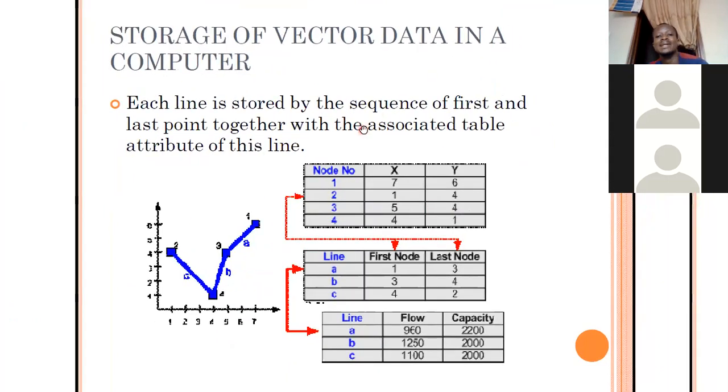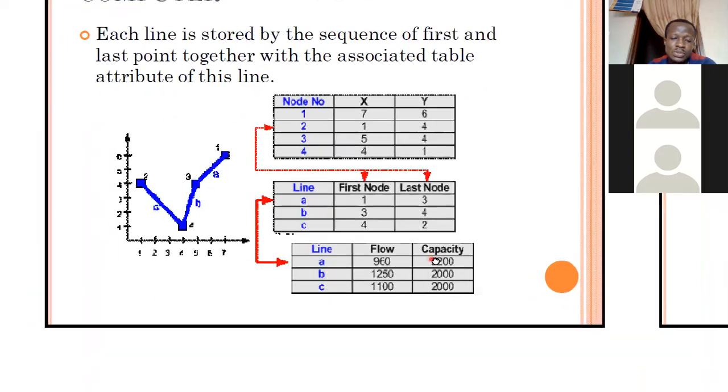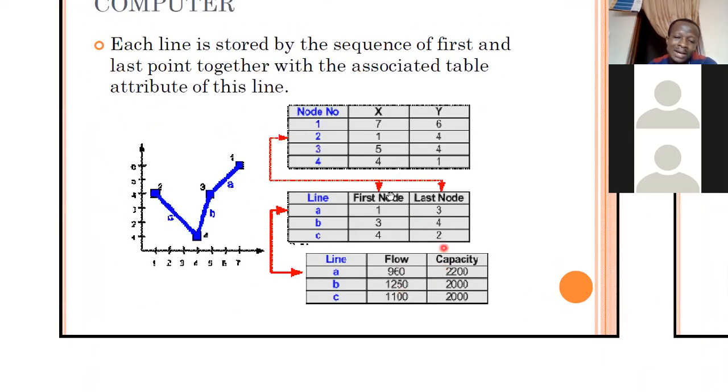Each line is stored by the sequence of its first and last point together with the associated attribute of this line. So here, look at point 1. That's node 1. Line A is actually made up of node 1 and then node 3. And when we talk about line A, we can also associate certain attributes to it. In GIS, we call this the attribute table.